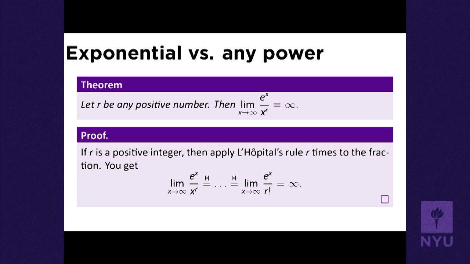So if this were 3, you go e to the x over x cubed, compared to the limit of e to the x over 3x squared, compare that to the limit of e to the x over 6x, compare that to the limit of e to the x over 6, and that limit is infinite. If you had x to the 4th, you would just do one more derivative, right? You go from x to the 4th, 4x cubed, 12x squared, 24x, and 24. The constant that you get, if you take x to the r, where r is a positive whole number, and differentiate it r times, is known as the factorial of r. And we write it with this exclamation point.